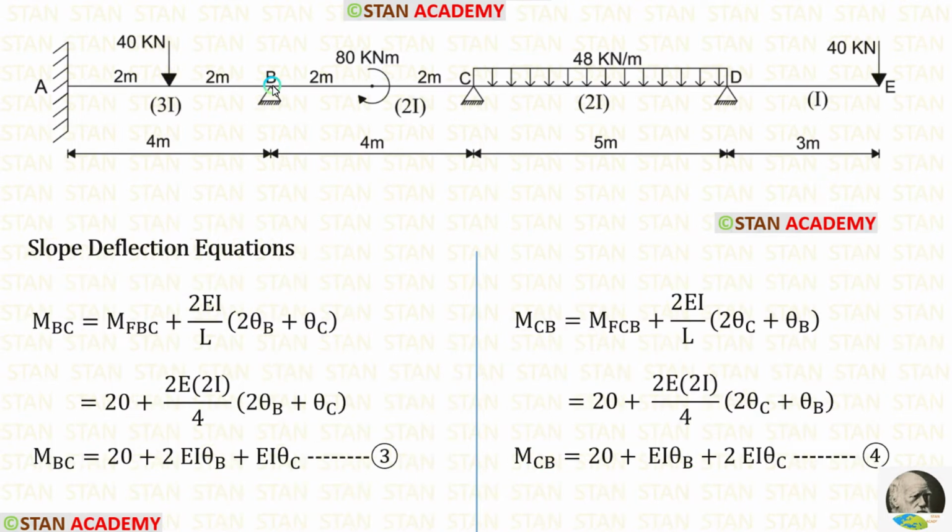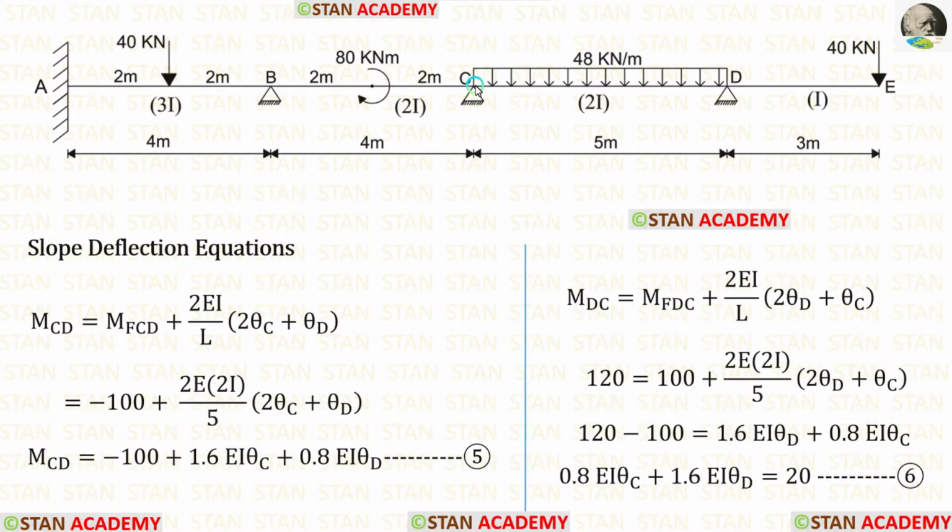Now let us make the slope deflection equations in the span BC. First, let us apply the fixed end moments. The moment of inertia for BC is 2I. So instead of I, we have to apply 2I. Length of BC is 4. Let us apply that. Finally, in the span BC, we are making two equations.